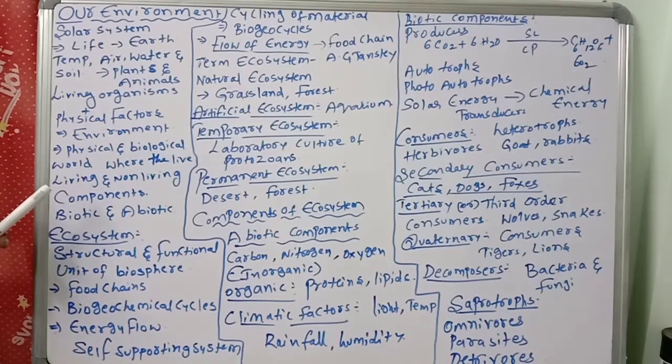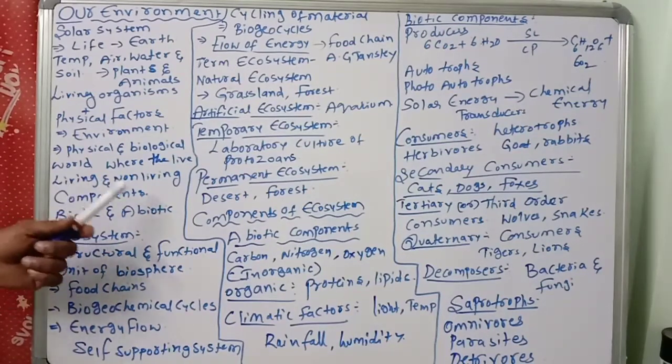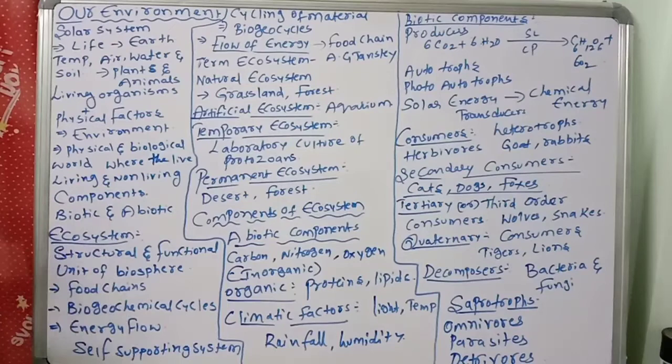There are two major components of the environment. What are those? Biotic and abiotic. Biotic means plants and animals, and abiotic means air, water, temperature. Both interact with each other. Biotic will depend on abiotic, and abiotic will depend on biotic, like that in the environment.